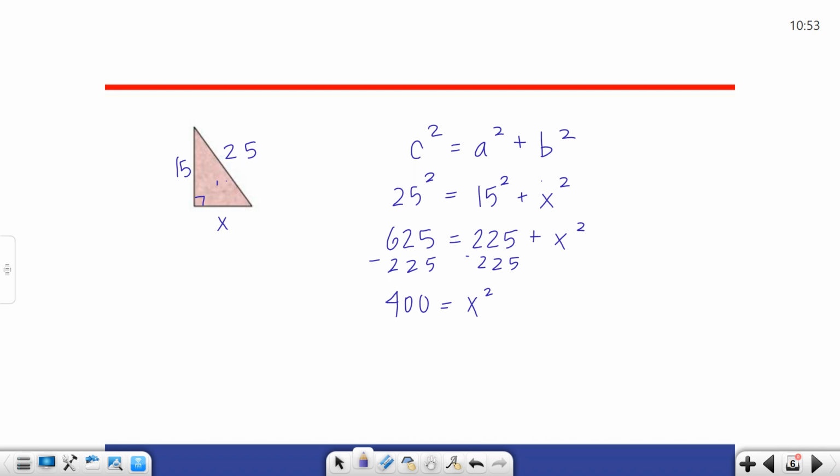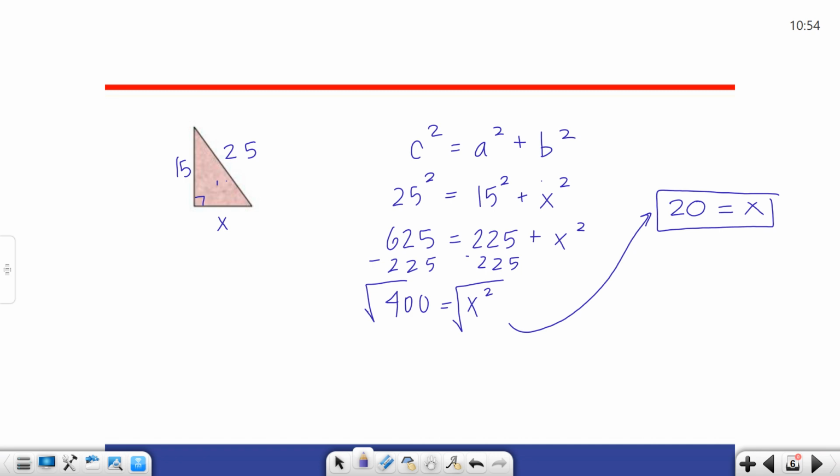Okay, since we're talking about geometry and we're talking about measurement, your sides of a triangle can only be positive. So we don't have to worry about taking the positive and negative square root like you would do in your algebra class. So all you have to do is take the square root to find your value. And the square root of 400 is, so let's remember the board's a little messy, 20. So 20 would equal x, and that would be your missing side length.